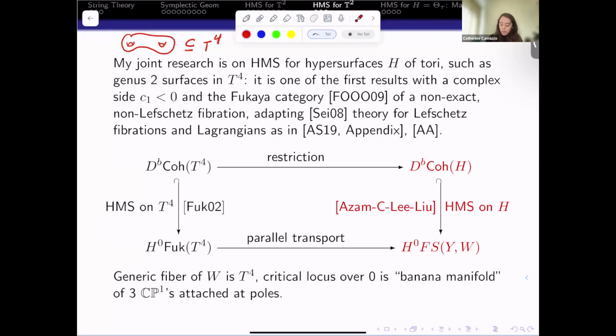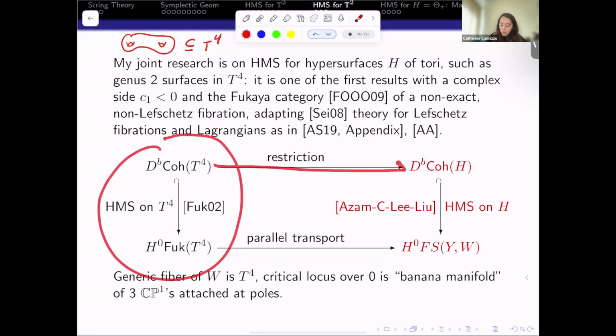So these are Abouzaid-Auroux, Abouzaid-Seidel, Abouzaid-Smith. These are some of the resources that I build on with my collaborators, Hang Azam, Heather Lee, and Melissa Liu. So the main result is, if you look at HMS for the 4 torus is mirror to the 4 torus, and you get smaller on the complex side, you restrict your line bundles to the hypersurface, then the mirror is actually something that's a bit larger.